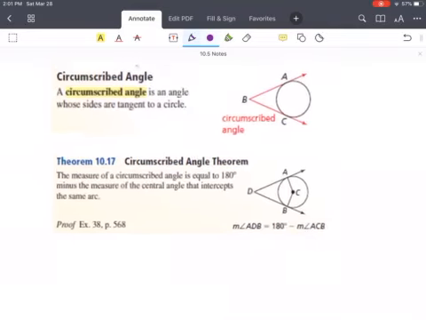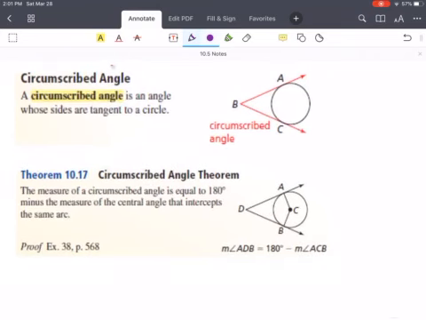There's another way to look at the tangent angle. It's called a circumscribed angle, but when you have a tangent and a tangent here, the angle and that small arc, that minor arc, are always going to be supplementary. So it's another quick way to solve something like this.